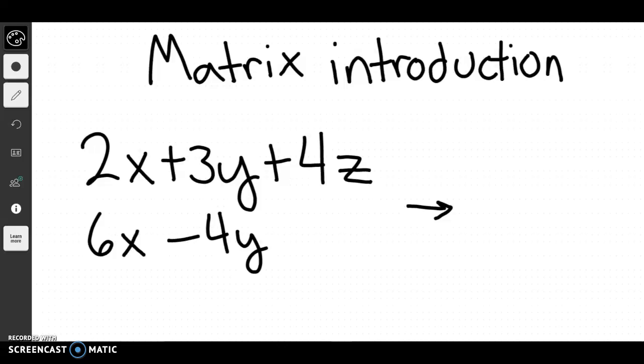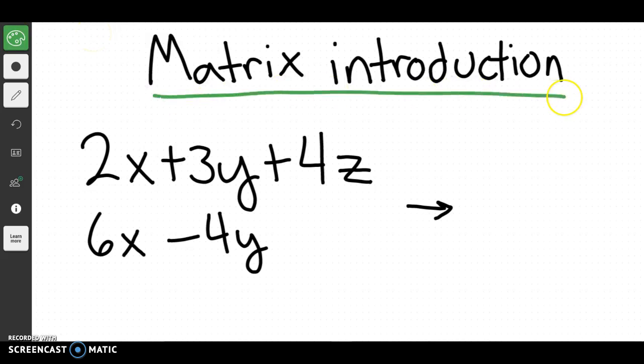Okay, so today we're going to learn about the basics of matrices. The basic idea behind a matrix is that matrices were really used to put things in a simpler way without all this extra fluff. So let's say you had these two equations and you wanted to put them into a nice format that's easy to read.